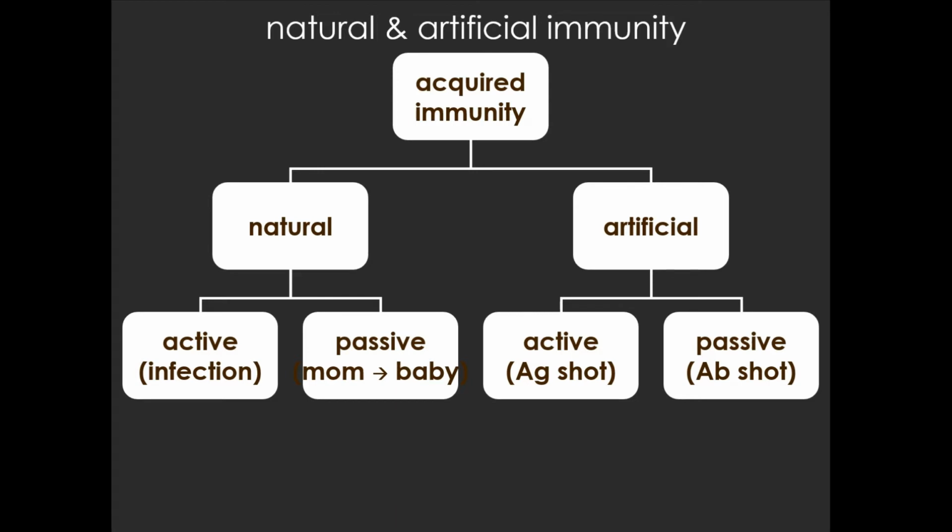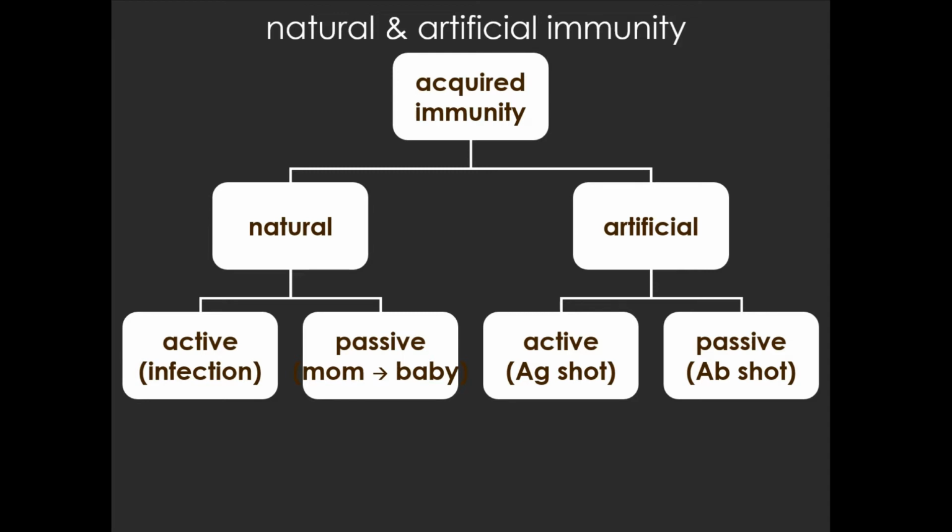And now we see that we have artificial means of acquiring immunity. We can have an actively acquired immunity by artificial means if you are given an antigen, either a shot or nose goo or whatever else. And you can receive passive artificial acquired immunity if you are given antibody to something.